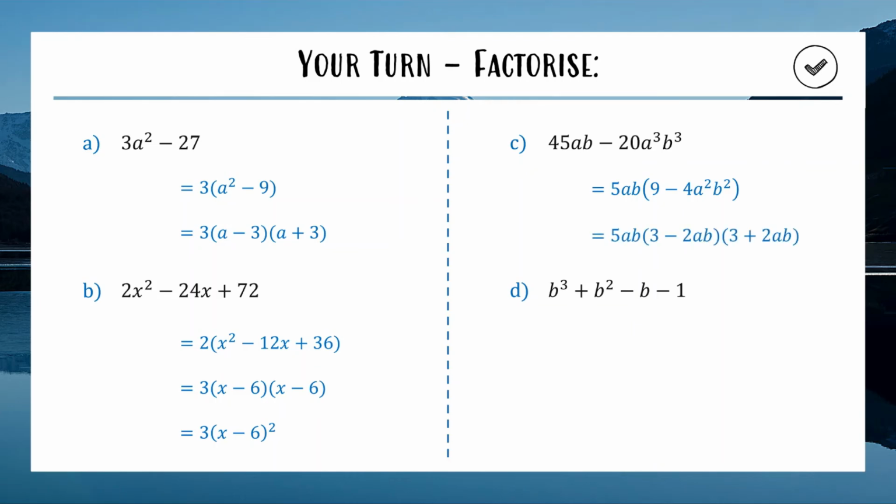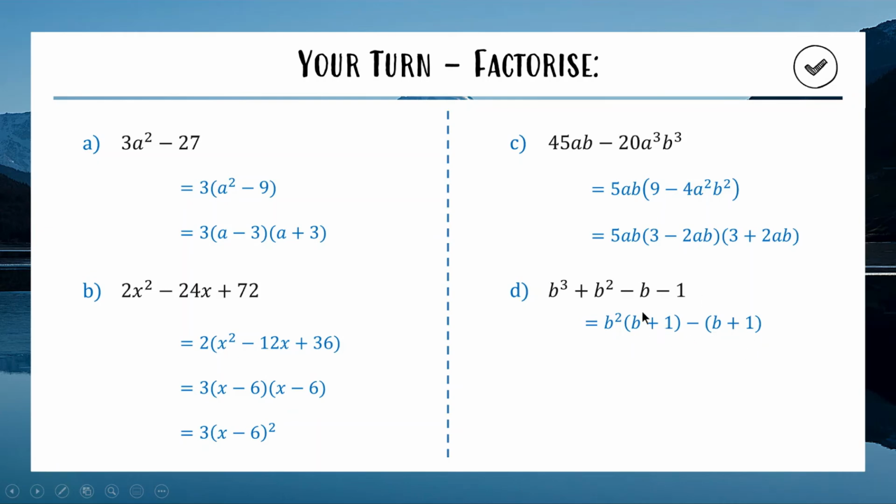And now question D, we've got 4 terms, so we're thinking this could be a grouping in pairs question, so let's have a go. We'll factor b squared out of these front 2 terms, and we'll probably factor a negative 1 out of these 2. The reason I knew to factor negative 1 out of the back end is because I wanted these 2 brackets to match up, so I needed to have b plus 1 inside the bracket, so I factored the minus 1 out of both of them.